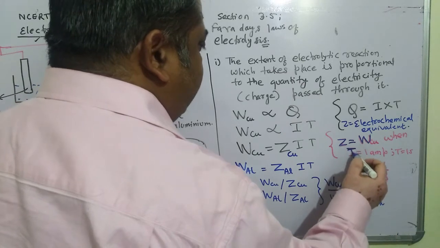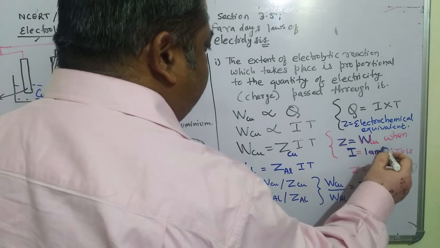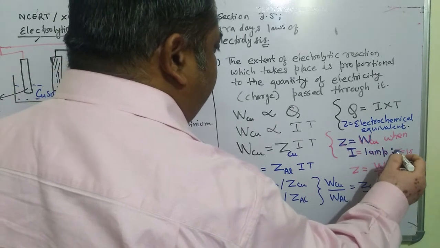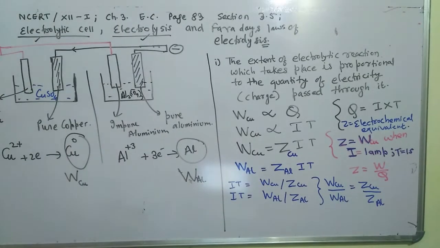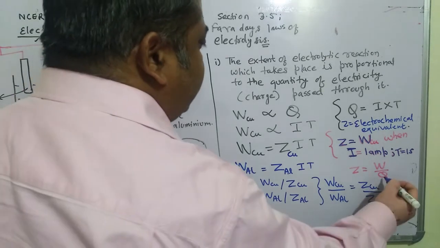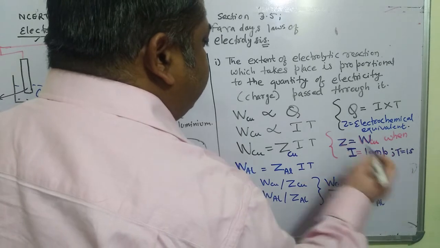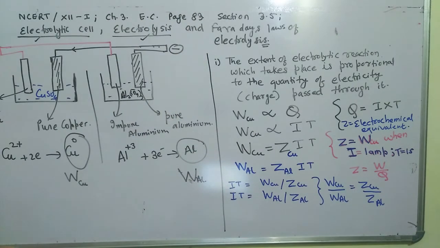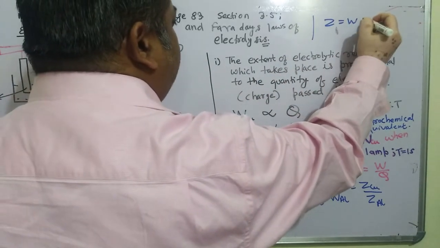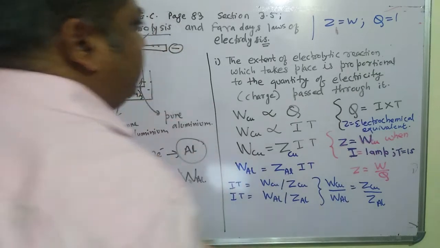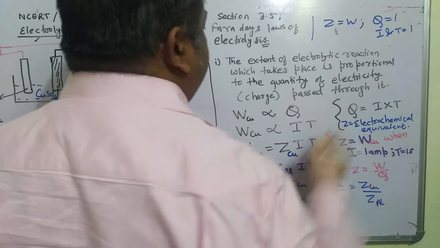when current passed is equal to 1 ampere and time for which the current is passed is equal to 1 second. So such kind of charge is 1 coulomb charge. 1 ampere into 1 second is 1 coulomb. So Z is equal to W when charge passed is equal to 1 coulomb. Z is equal to W when Q is equal to 1, or I and T is equal to unity.